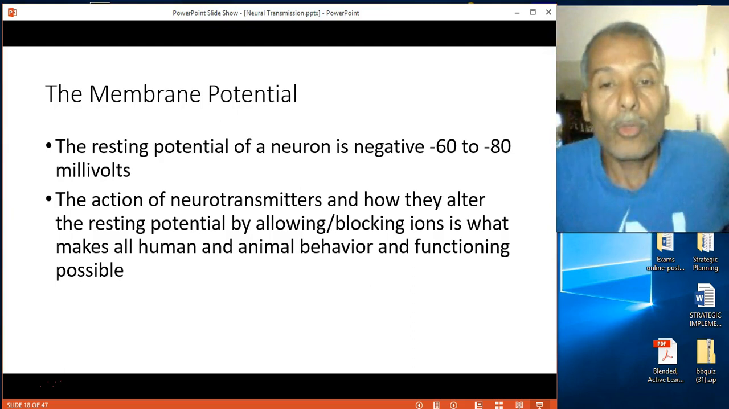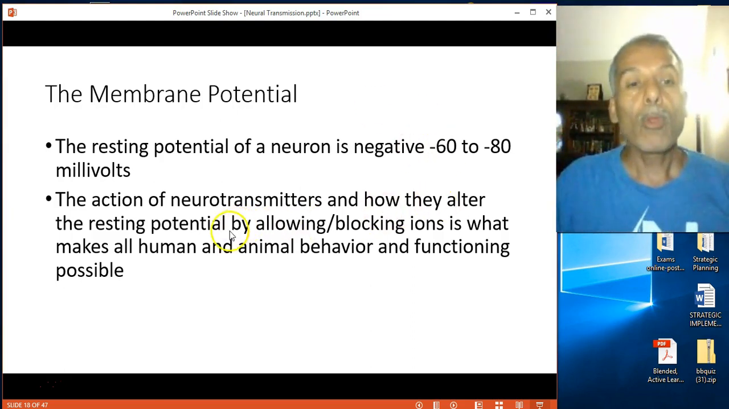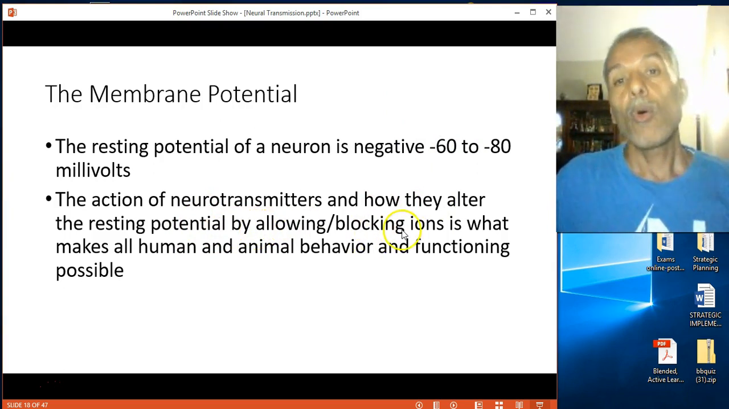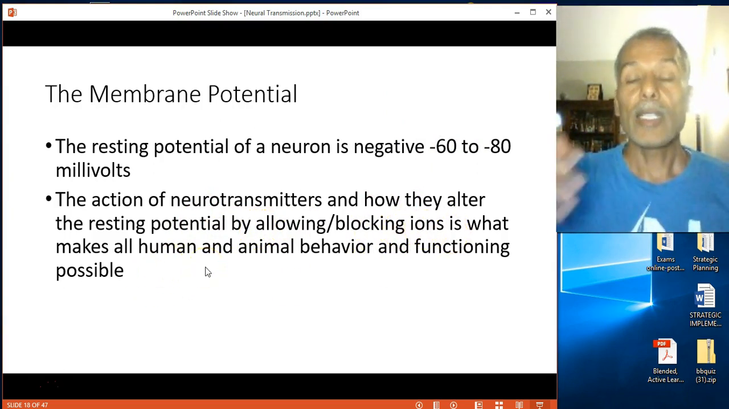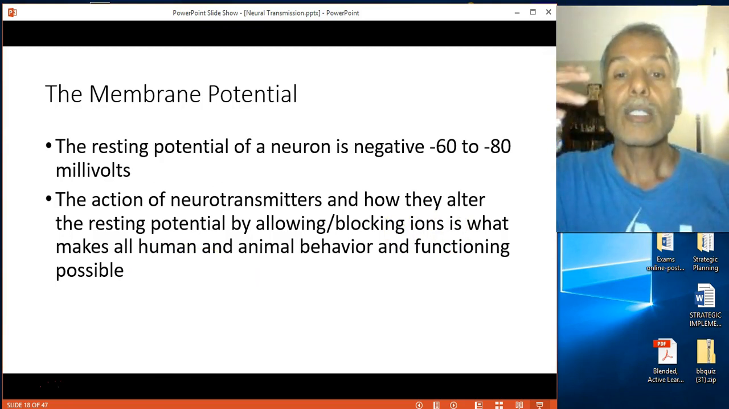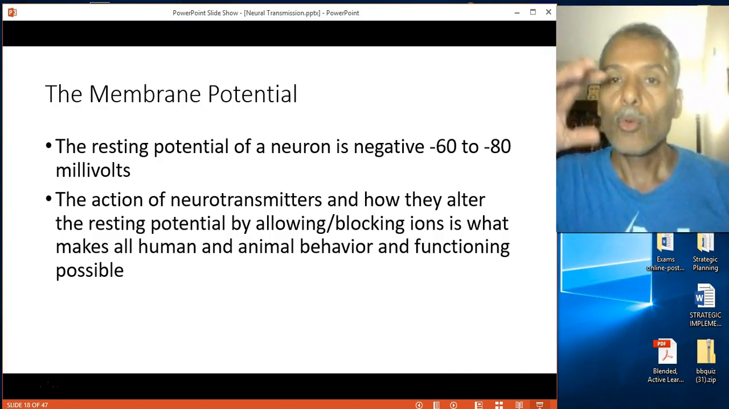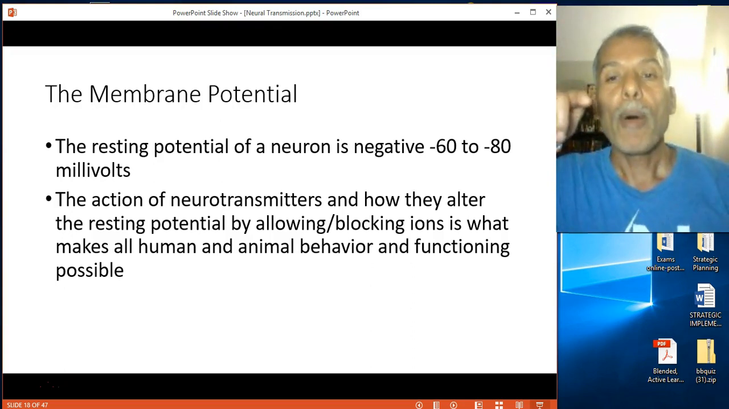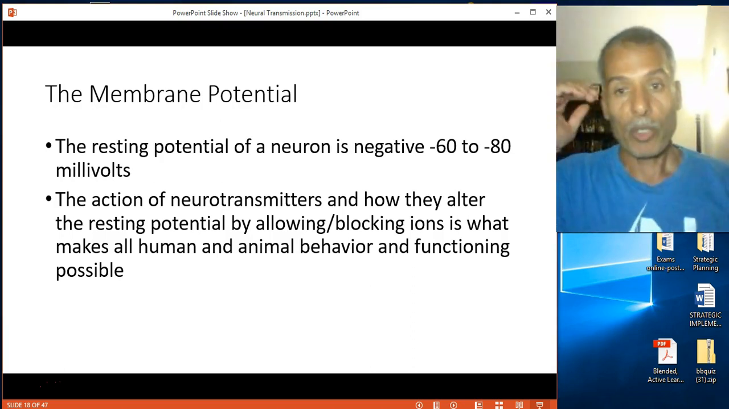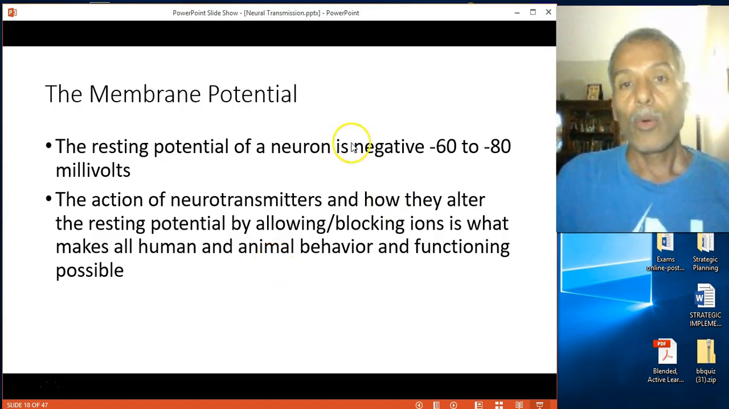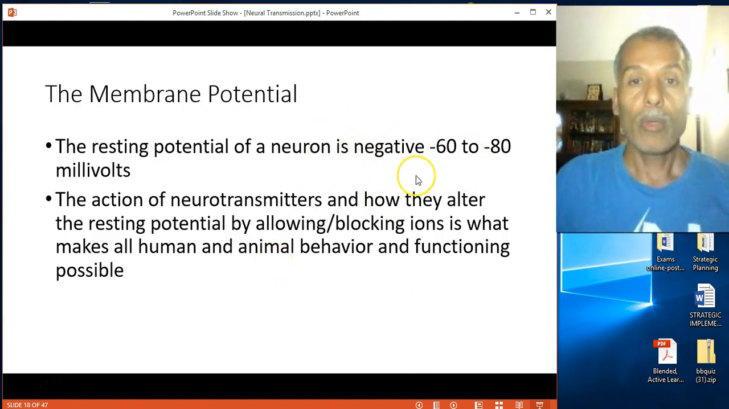So again, the action of the neurotransmitter and how it alters the resting potential by allowing or blocking ions is what makes us as human beings able to fire signals, able to survive, to function, to behave, to speak. Anything at all that you can do as a human being is only possible by altering that negative resting potential or membrane potential. So neurotransmission is about how to alter this membrane potential and how to create a firing.